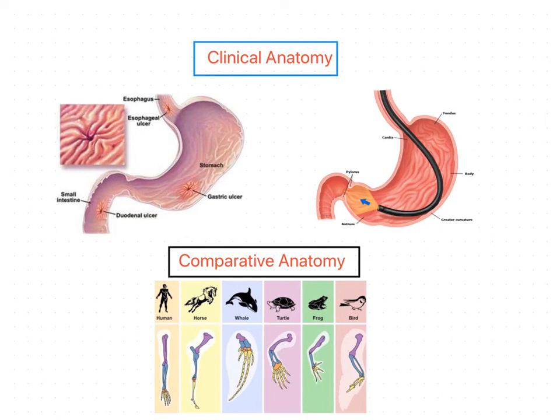Here we should understand the normal inner wall of the stomach, and then only we can appreciate the ulcers inside the stomach, and this can be studied by some techniques called endoscopy. Through endoscopy we can find such kinds of ulcers which are present inside the gastrointestinal tract.